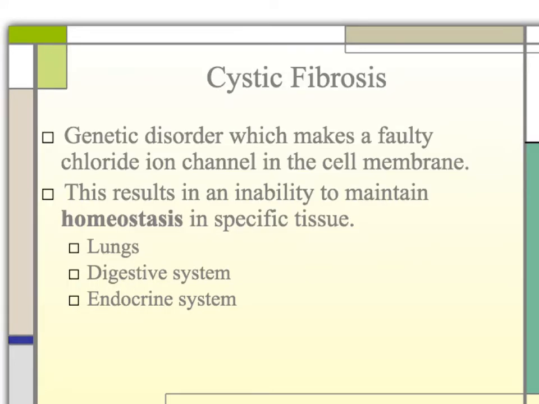So another example of this autosomal recessive disorder in humans is cystic fibrosis. Cystic fibrosis is a genetic disorder which makes a faulty chloride ion channel in the cell membrane. This results in the inability to maintain homeostasis in specific tissues. Those tissues include the lungs, digestive system, and the endocrine system.